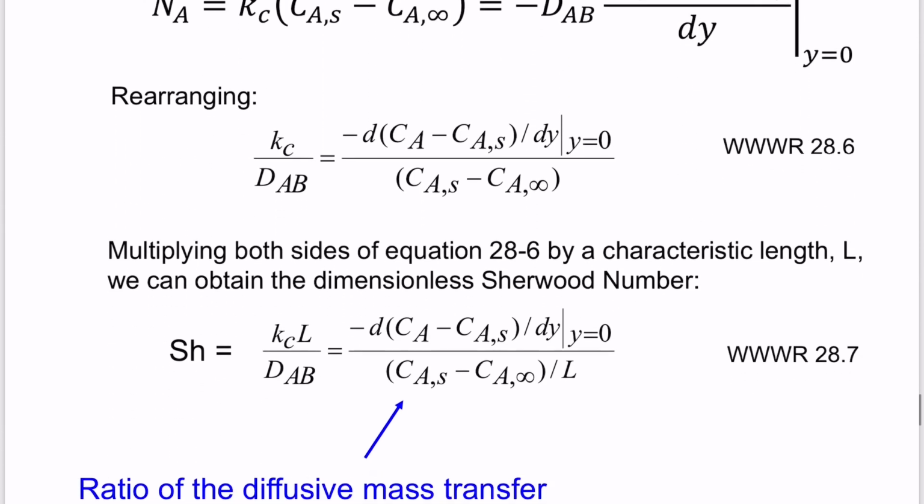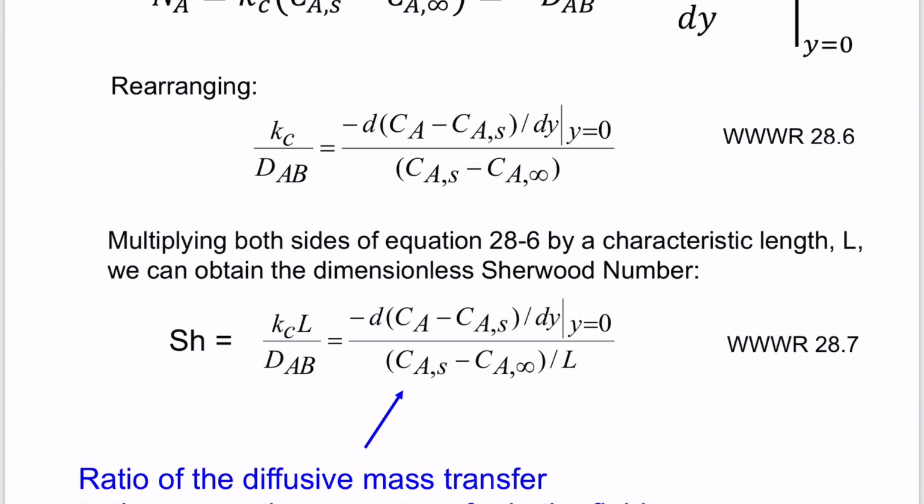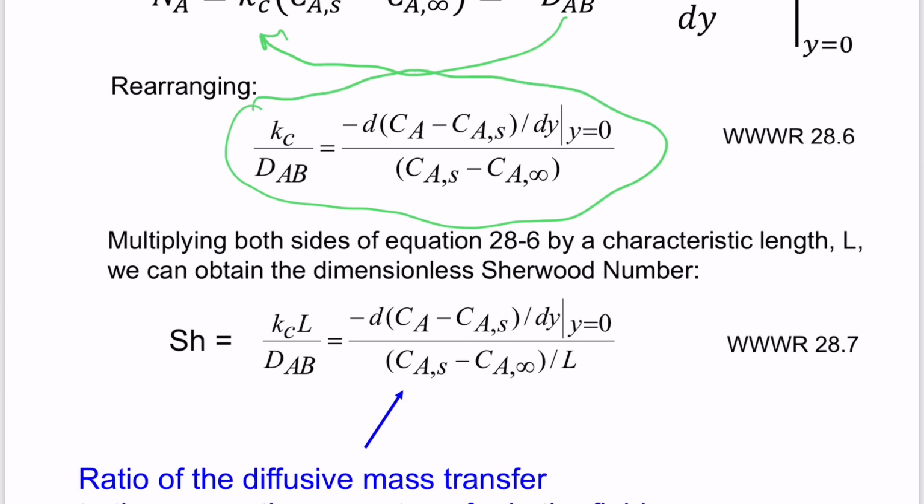Okay, so I'm just rewriting that. And now I'm going to rearrange it. I'm going to take this over here to get this expression. And so here, I almost have the Sherwood number. I just have to multiply by some characteristic length here. And I did that here. I divided on the bottom so it comes up to the top. And I get the Sherwood number, which we looked at before. Anyway, this is just illustrating how it is a ratio of convection to diffusion.